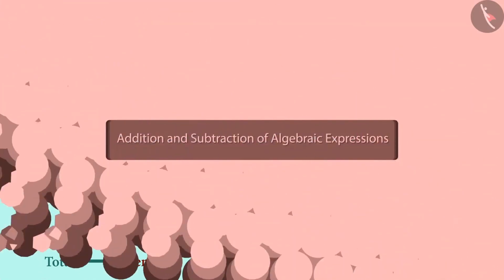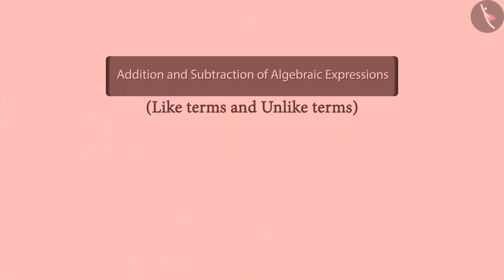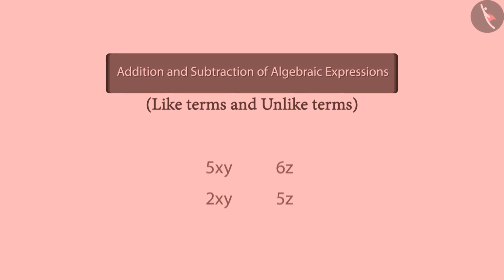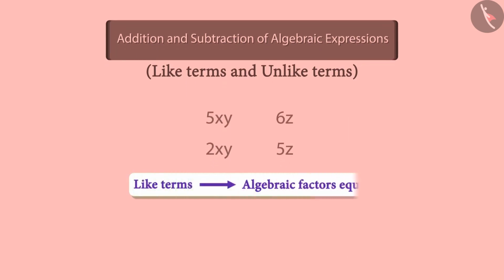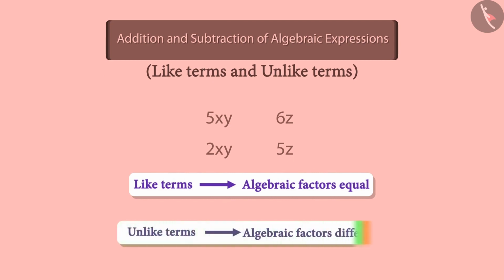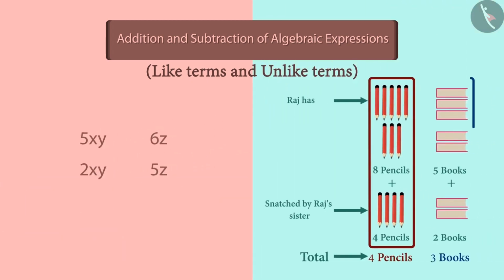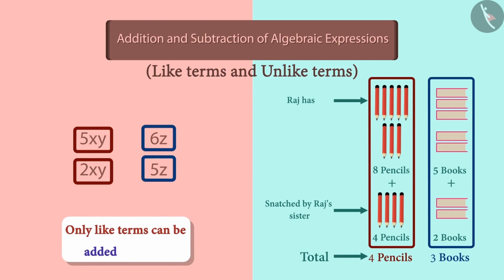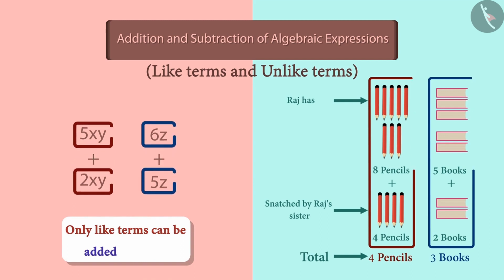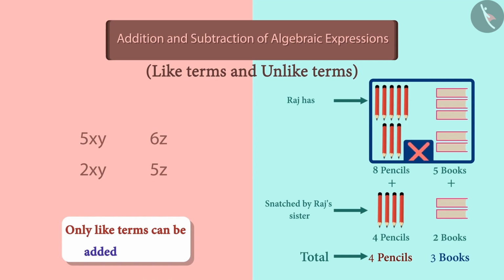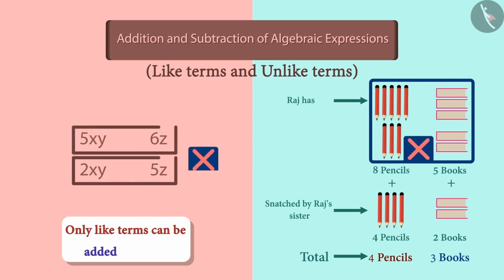In our last session, we understood what like and unlike terms are. Look at these terms. We know that 2 terms are like if their algebraic factors are the same. 2 terms are unlike if their algebraic factors are different. Just like we added pencils to pencils and books to books, similarly, we can only add two like terms to each other. We never associate pencils with books. In the same way, we cannot add two unlike terms to each other.